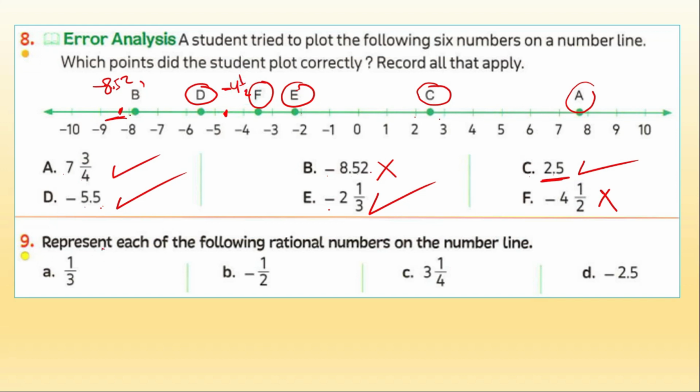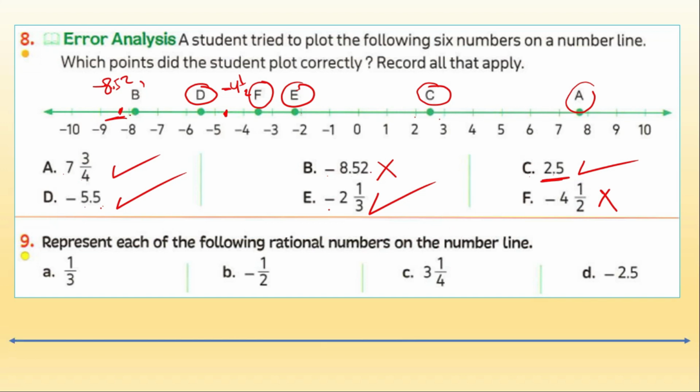Question number 9: represent each of the following rational numbers on the number line. Draw the number line and write, starting from 0. We write 0 in the middle and then continue with positive and negative. Here 1, 2, 3, 4, 5. The distance you draw with the ruler must be constant, so use the marks on the ruler.